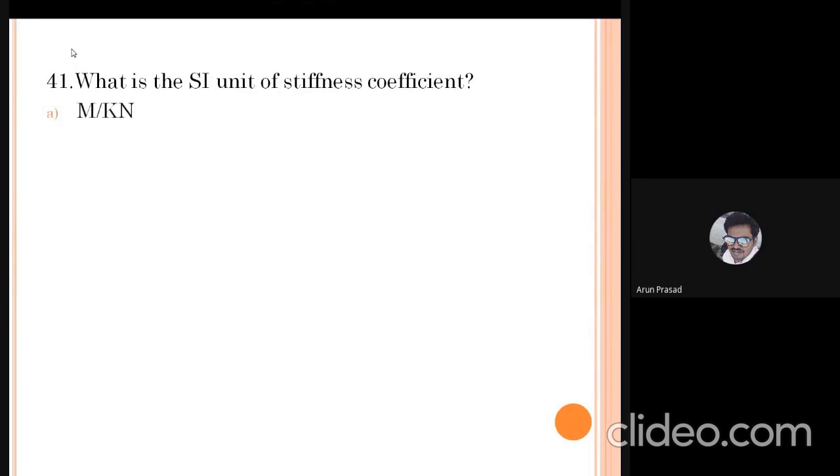Okay. So next one, what is the SI unit of a stiffness coefficient? So in the stiffness matrix method, we will be using the stiffness coefficient. Now, what is the unit of that? Meter per kilonewton, kilonewton per meter, kilonewton or meter.